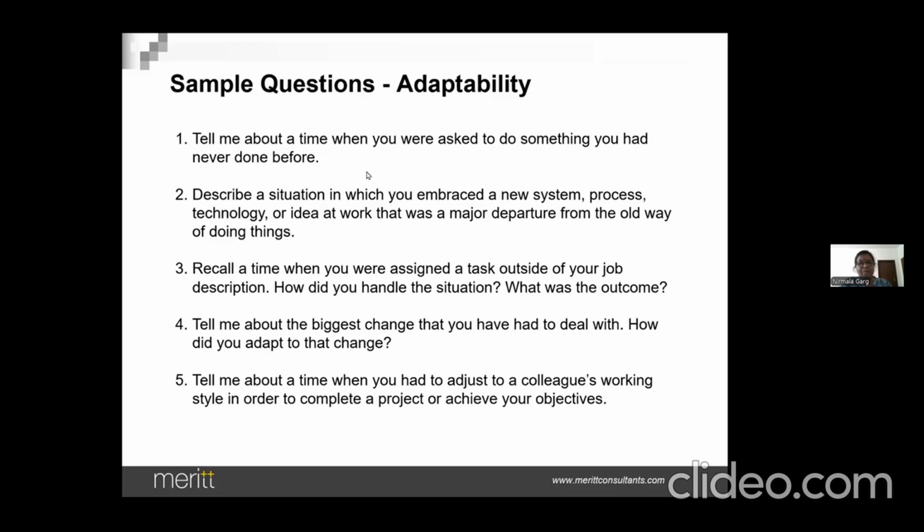Like, for example, tell me about a time when you had to adjust to your colleague's working style. A new leader has come, a new boss has come. I need to adapt myself. So, what did you do? How did you go about it? So these are some of the questions which you can ask when you are testing for adaptability. I've also given you a question bank for when you are doing your exercise.